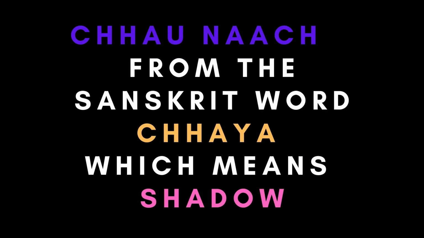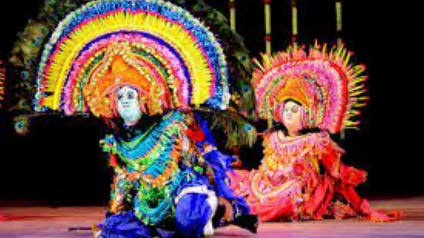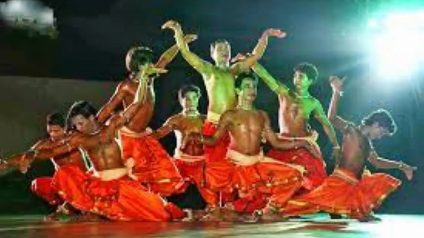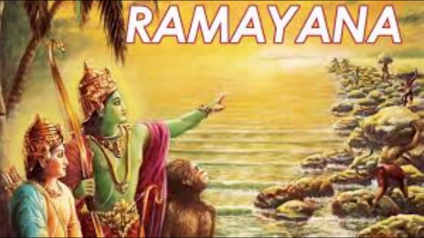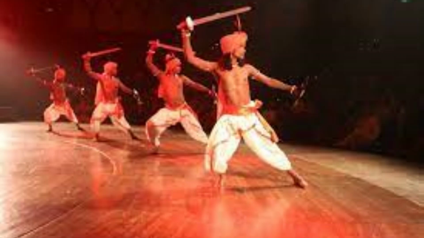Chau Nach gets its name from the Sanskrit word chaya, which means shadow. This dance, with martial and folk traditions, has its origins in the Mayurbhanj region and its variants, the Purulia Chow of West Bengal and the Saikela Chow of Jharkhand. The main theme in this dance form is the enactment of stories from the great epics of Ramayana and Mahabharata with folk and tribal elements.